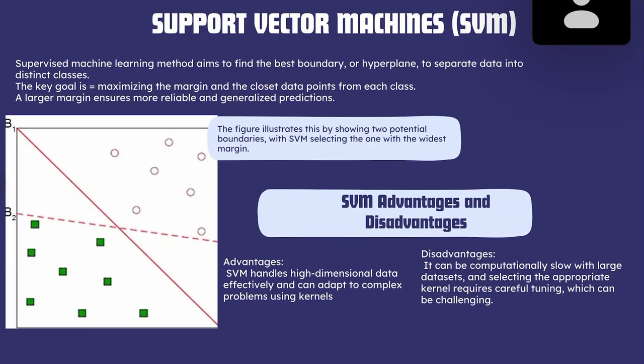So, advantages and disadvantages. SVM can be slow when dealing with large datasets, and picking the right kernel and setting the right parameters can be tricky. The disadvantages are that it can be computationally slow with larger datasets, and selecting the appropriate kernel requires careful tuning, which can be challenging.